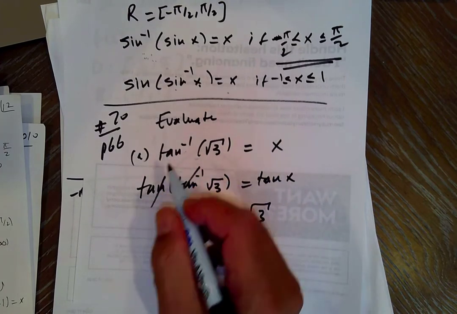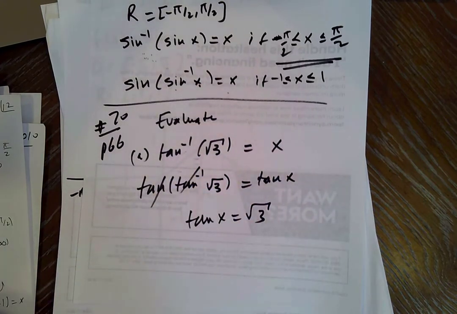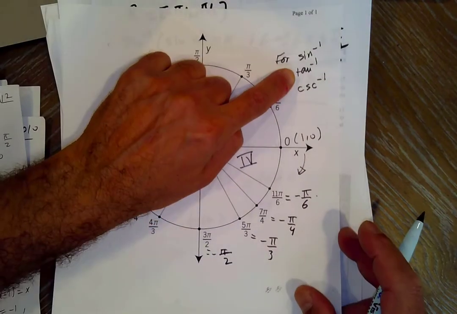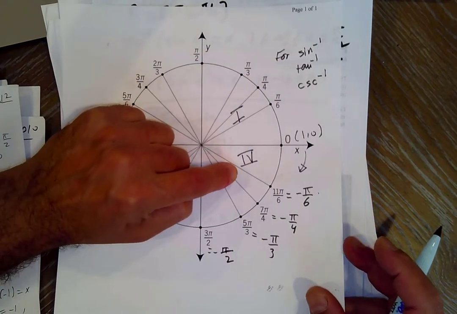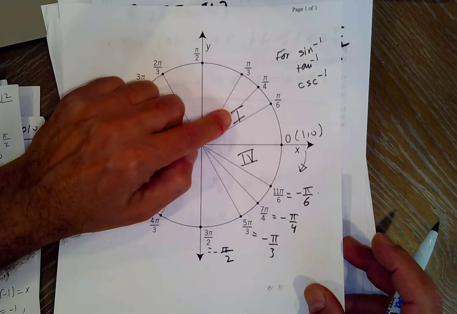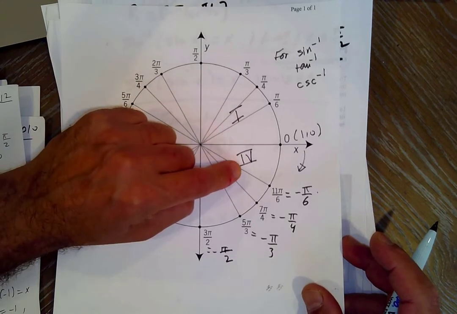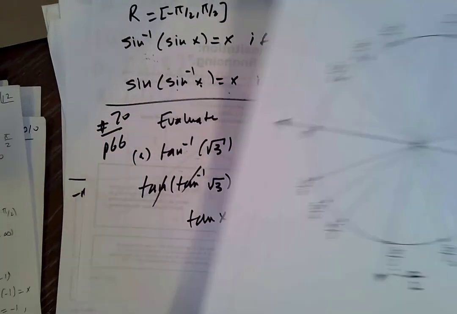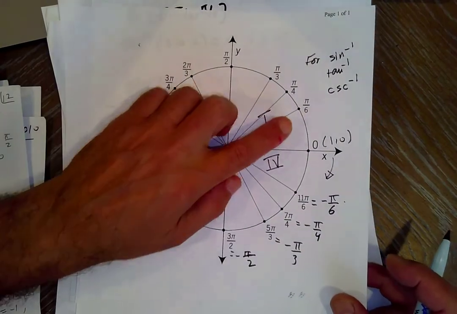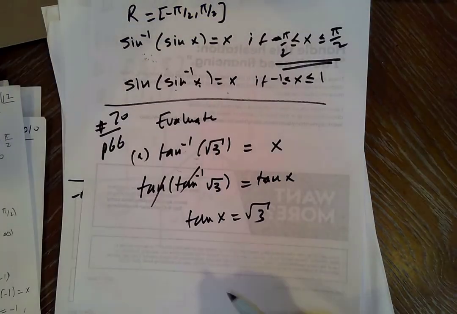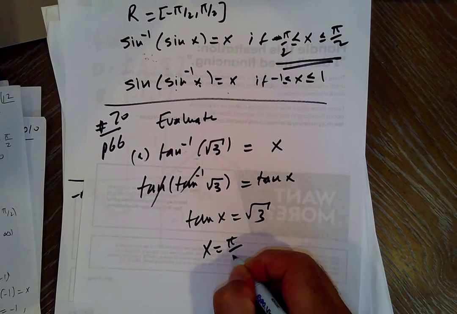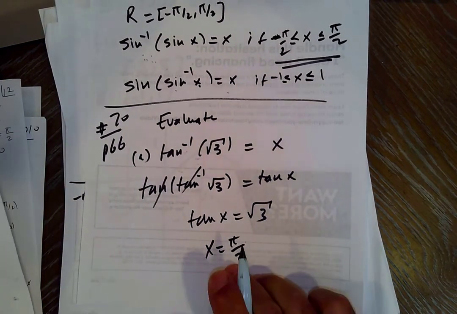Since we're doing tangent inverse, remember, we can only get a value between negative pi over 2 and pi over 2, either in the first or the fourth quadrant. In the first, tangent is positive, and in the fourth, tangent is negative. Tangent is positive, so it's going to be in the first. Which angle has a tangent of root 3? You can check your unit circle. It's pi over 3.